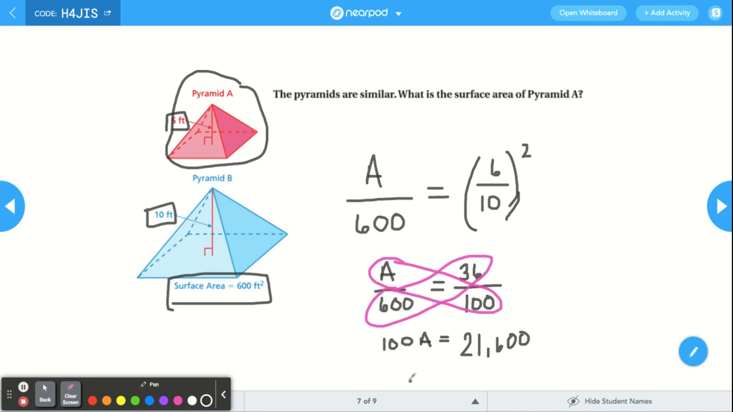All right, I need to figure out what the A is all by itself. So how do I get rid of that times 100 in front? I need to divide by 100. So if I divide 21,600 by 100, I get 216. So the surface area of pyramid A is equal to 216 square feet.